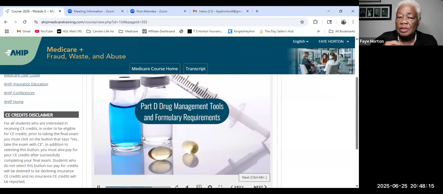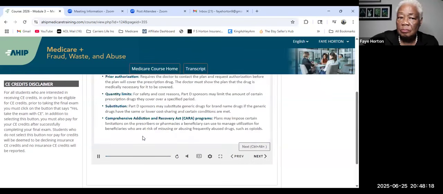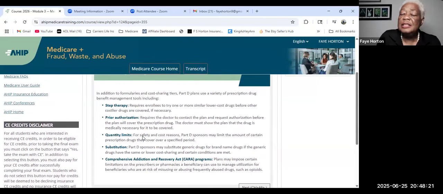Part D drug management tools and formulary requirements. In addition to formulary and cost-sharing tiers, Part D plans use a variety of prescription drug benefit management tools, including step therapy, which requires enrollees to try one or more similar low-cost drugs before stepping up to the higher-cost drug. Prior authorization, which requires the doctor to contact the plan and request authorization before the plan will cover the prescription. The doctor must show the plan that the drug is medically necessary for it to be covered.